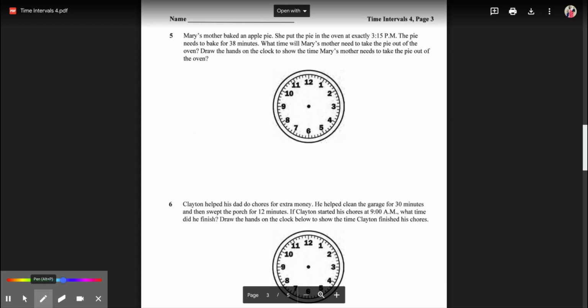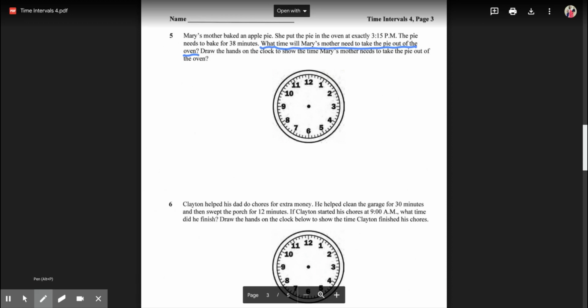Mary's mother started cooking the pie at 3:15. She needed it to bake for 38 minutes. So what time is she going to take it out of the oven? So we're going to circle important information, and we're going to underline our question. Our question says, what time will Mary's mother need to take the pie out of the oven? They want us to show that on the clock. Well, we're actually going to use our clock to determine what time it is, and then I can erase some of that and put the end time on there.